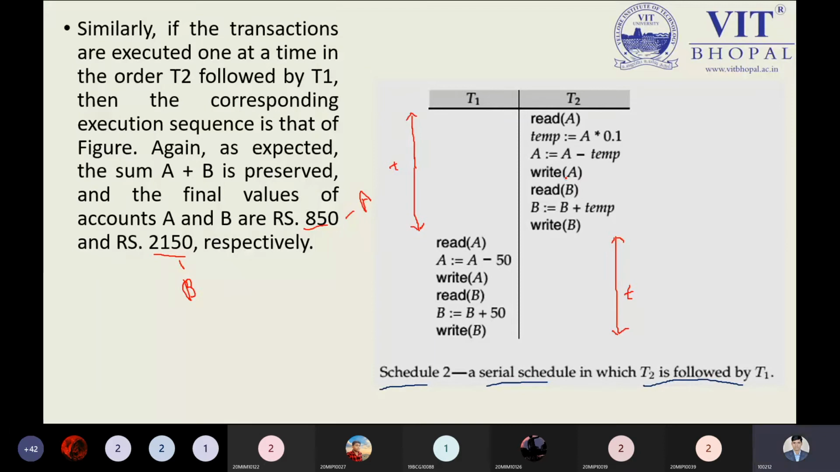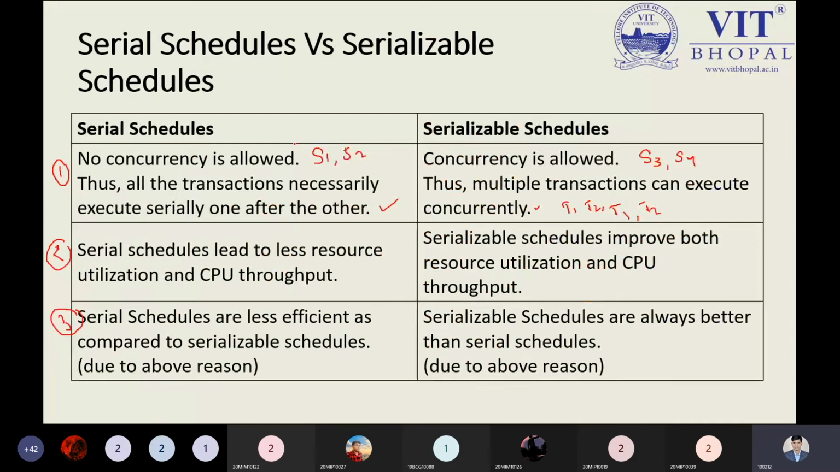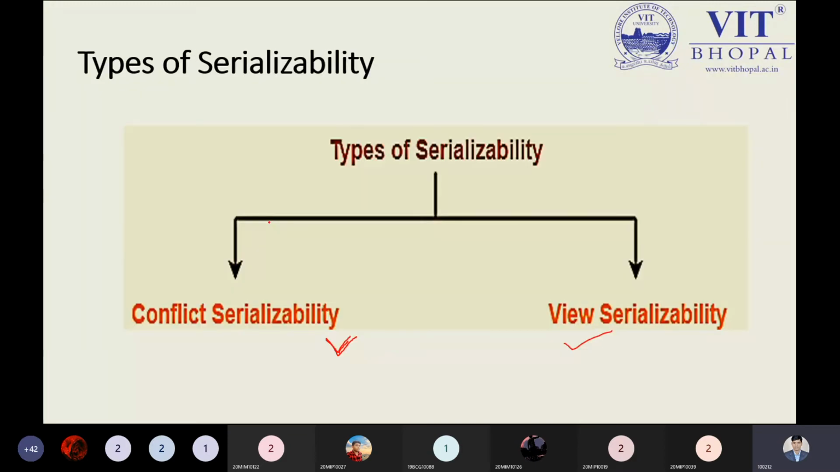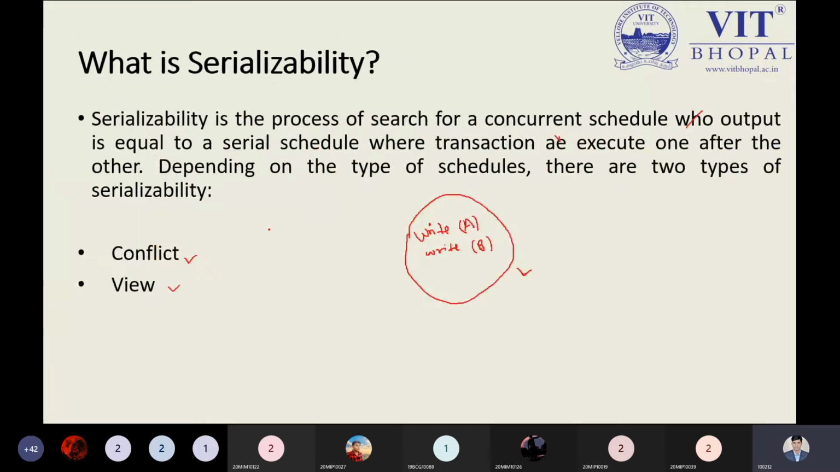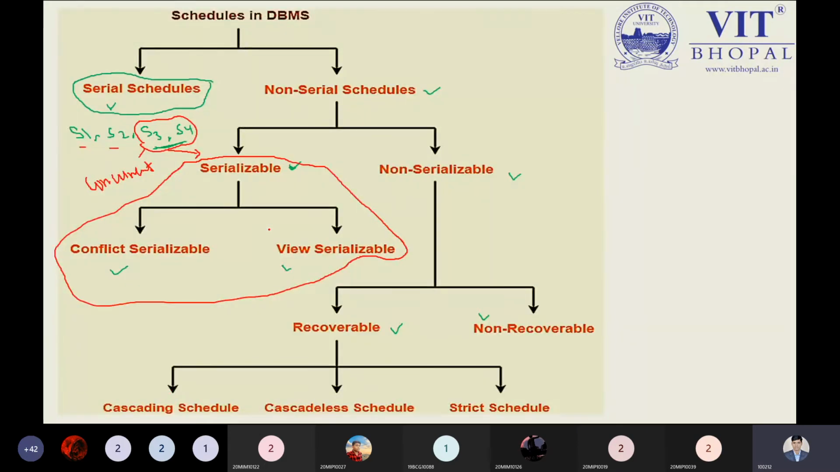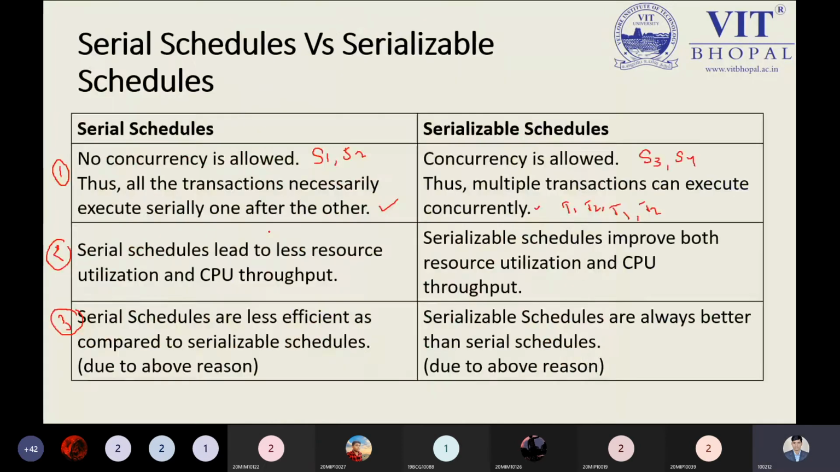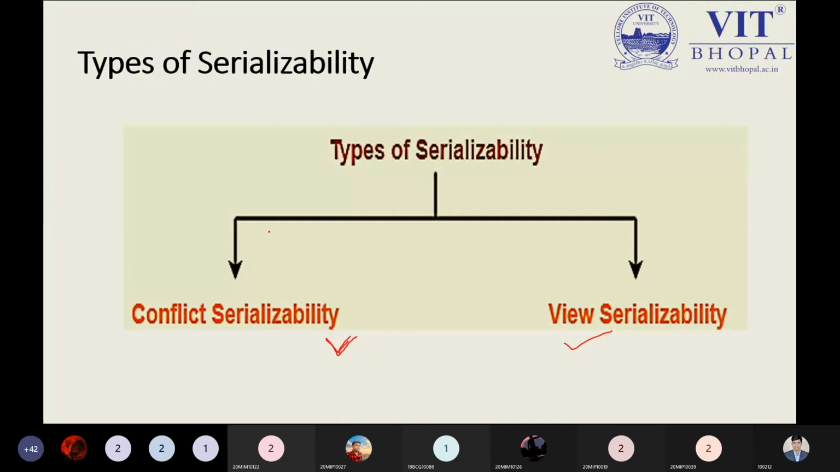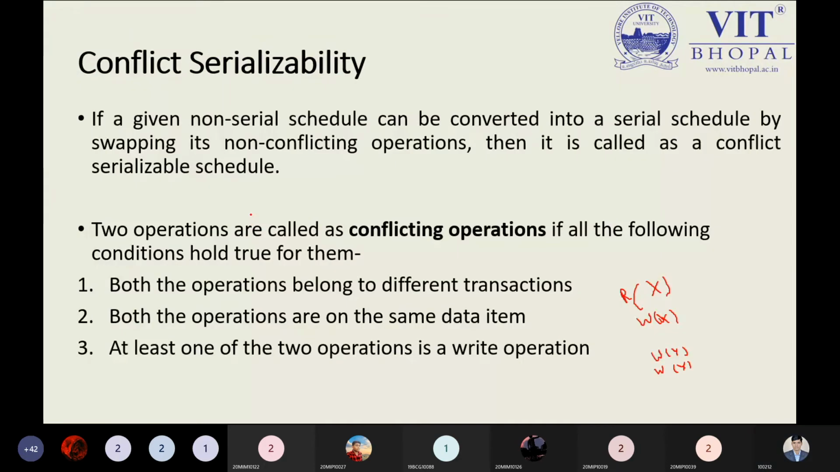So these are the differences. From this point, we have conflict serializability. Let us understand the types of serializability we have. From our diagram, we are cutting this sub part, serializability. From serializability, we have conflict and view. So let us start with conflict serializability.